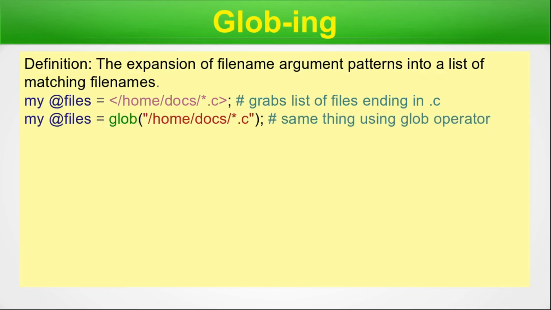Another way to do the same thing is to use the glob operator. That is why we are saying globbing. So glob, then the entire path which goes in double quotes, and then the wildcard. So home/docs, then star.c, all the C files will be saved inside the array, and then we can operate on each file.